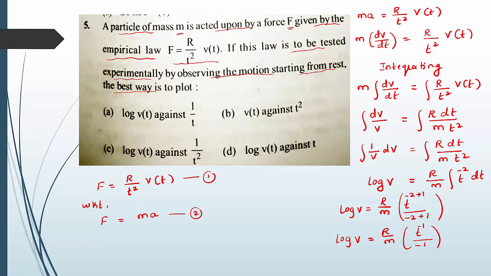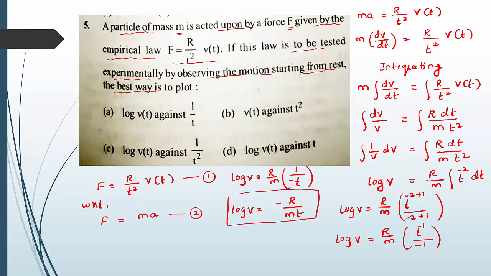Or it can be written as, here I am going to write log V is equal to R by m capacities, T raised to minus 1 can be written as 1 by T minus capacities. Or log V equal to minus of R divided by m into T. So this is our final answer.